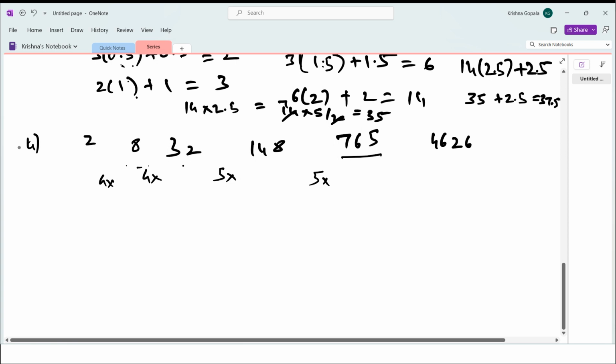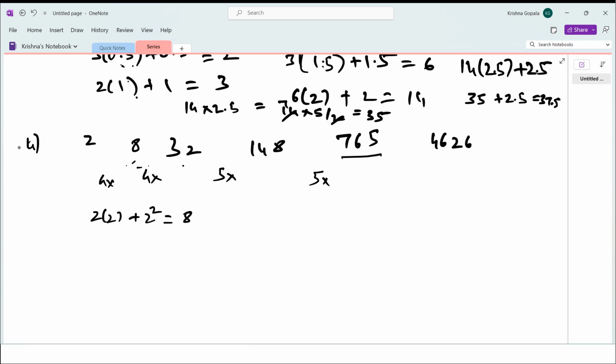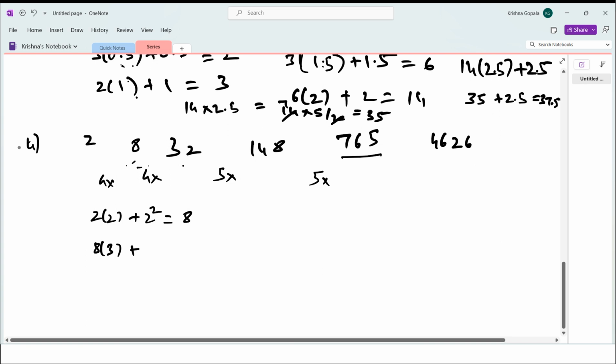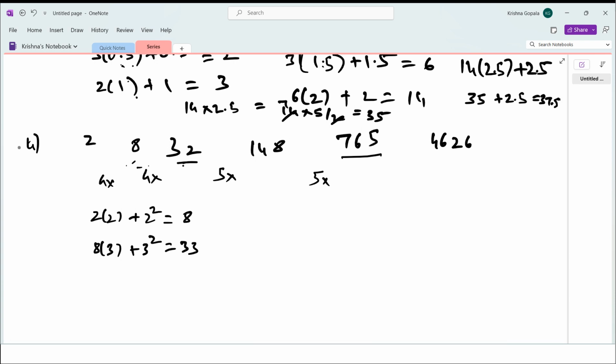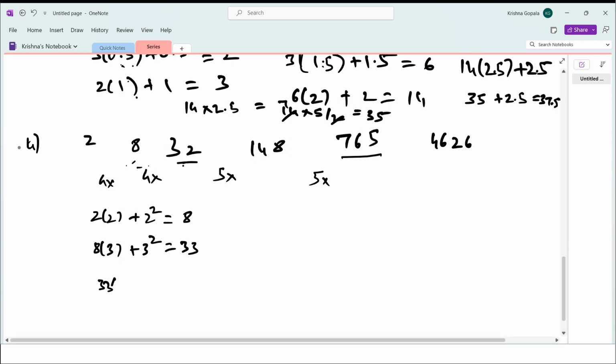right? 2, how do you make it as 8? 2 into 4 is definitely 8, or 2 into 2 plus 2 square. This is also 8, right? Now 8, how do you make it 32? 8 into 4, or 8 into 3 plus 3 square. This becomes 33. We don't know whether 33 is right or 32 is right. Let's see. Let's try this. 2 into 2 plus 2 square is 8. Now 8 into 3 plus 3 square is 33. Now 33 into 4 plus 4 square. Let's try this out.